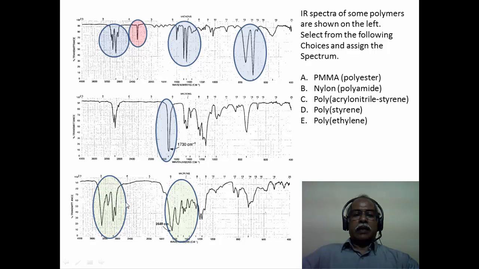In fact, one can see the NH as well as the CH stretching frequency in the region between 2800 to 3200 or so, which is the characteristic region for the NH and CH. And then there are 2 intense bands, which are the amide bands. Amide band 1 and amide band 2 are seen very clearly in the case of polyamide. So, the assignment is that this is polyacrylonitrile styrene copolymer. This is corresponding to PMMA, which is polymethyl methacrylate ester polymer, and finally B, nylon, which is a polyamide polymer, is this particular spectrum.